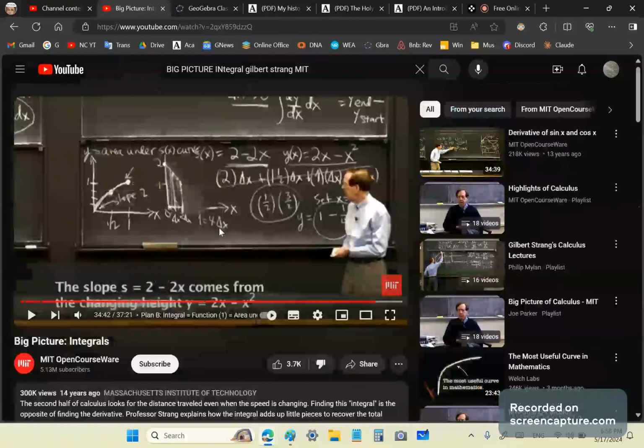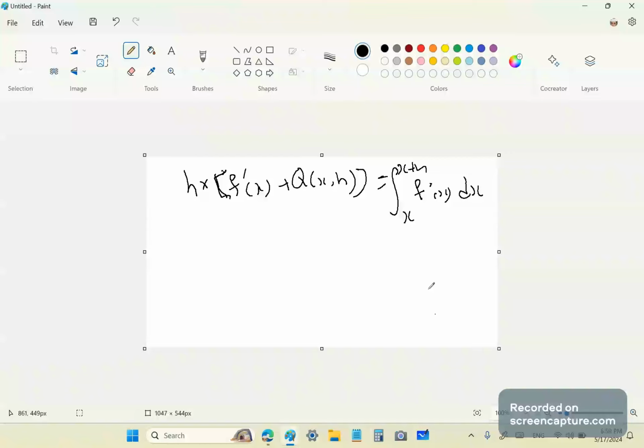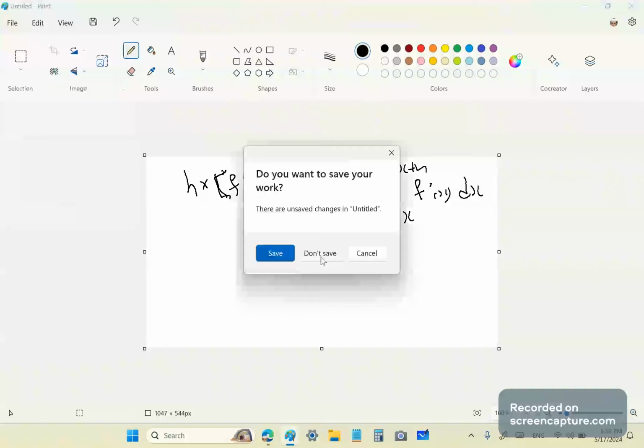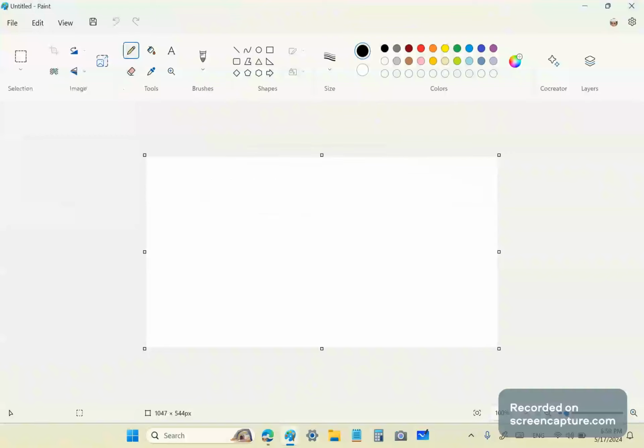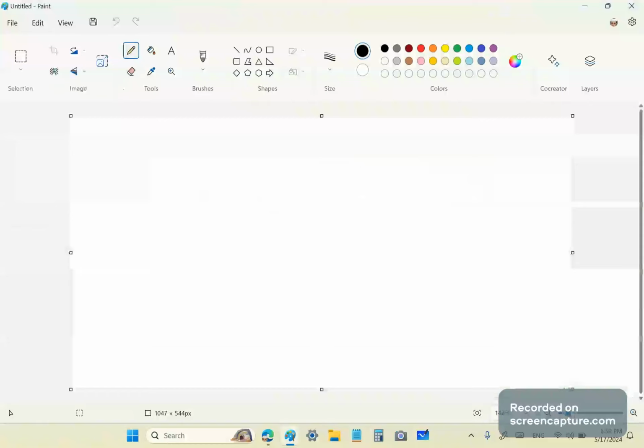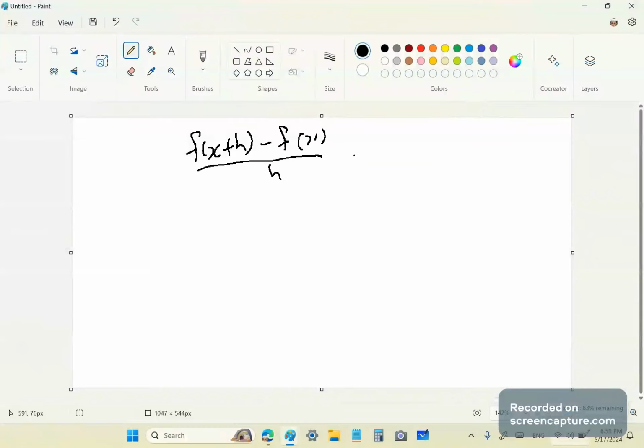Okay, so you may ask, well, how is that so? Well, let's see why and how is that so. So let's get a new notepad. Okay, so you'll normally see the mean value theorem stated like that. Okay, and that's equal to f prime of c.